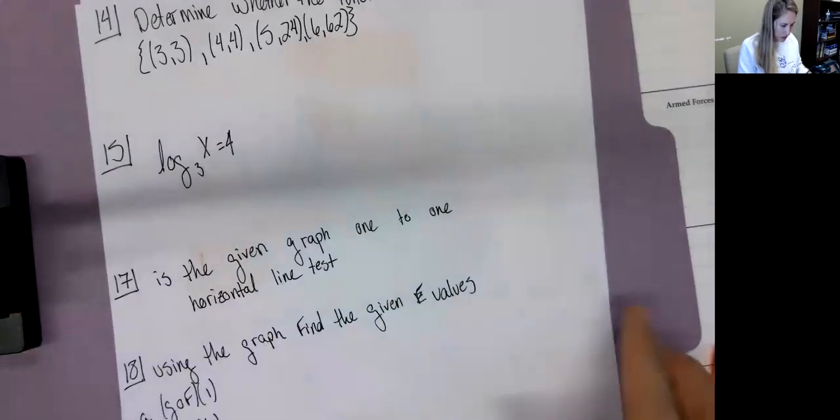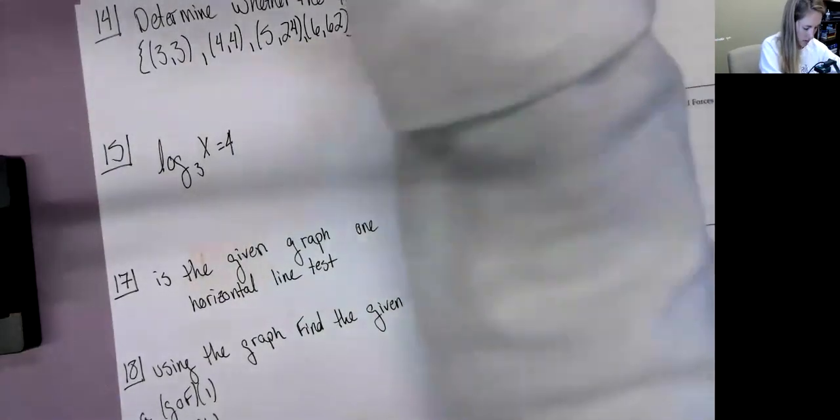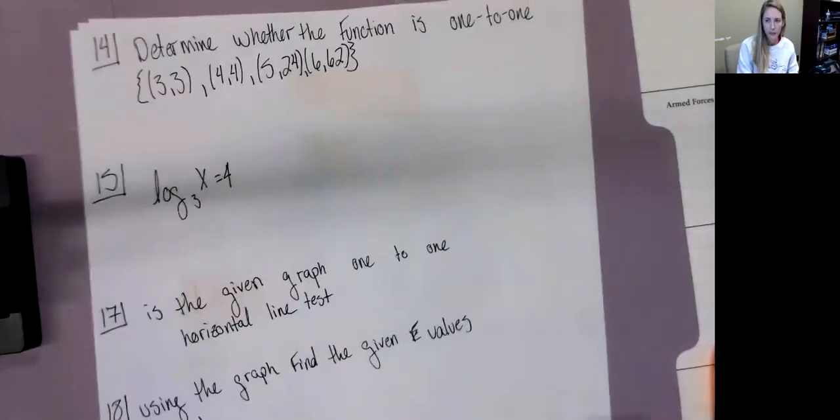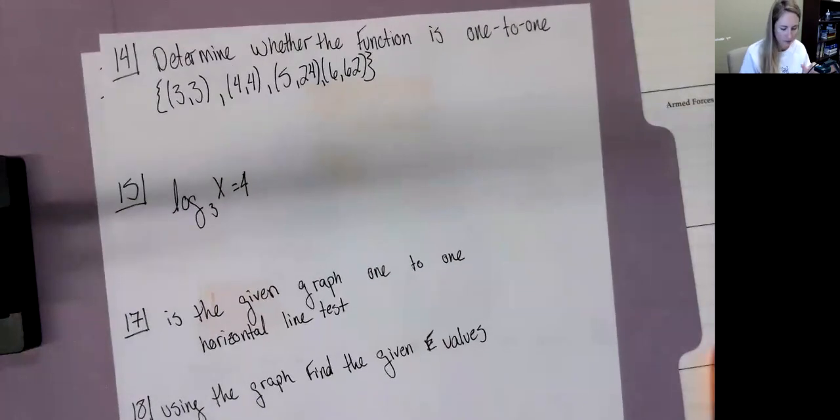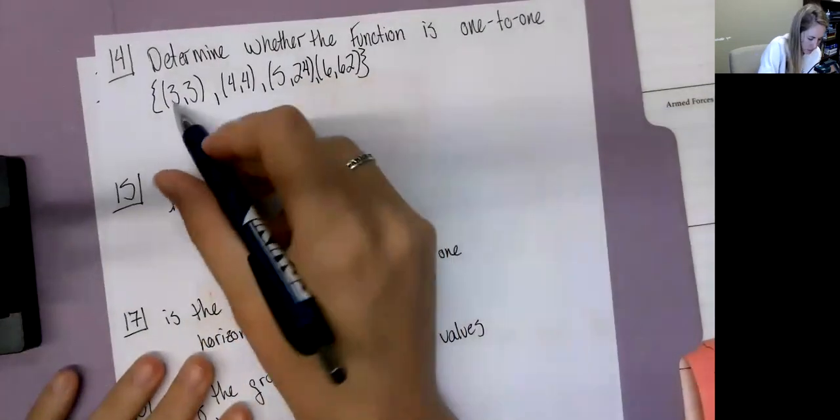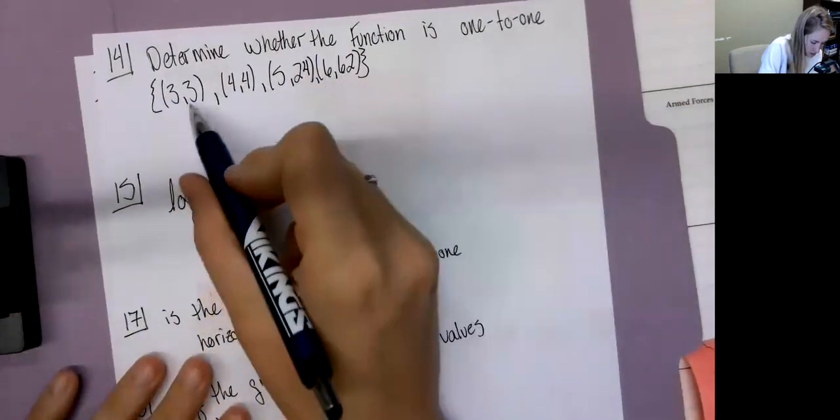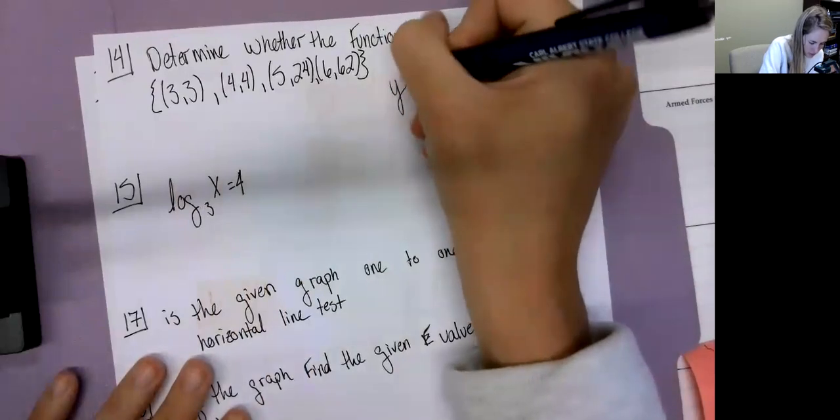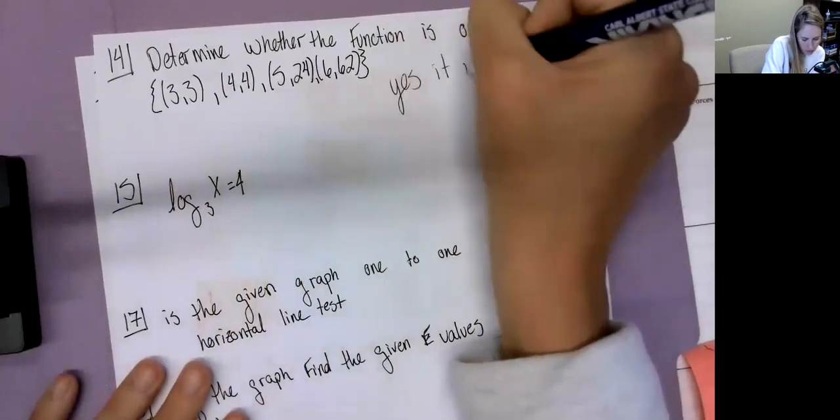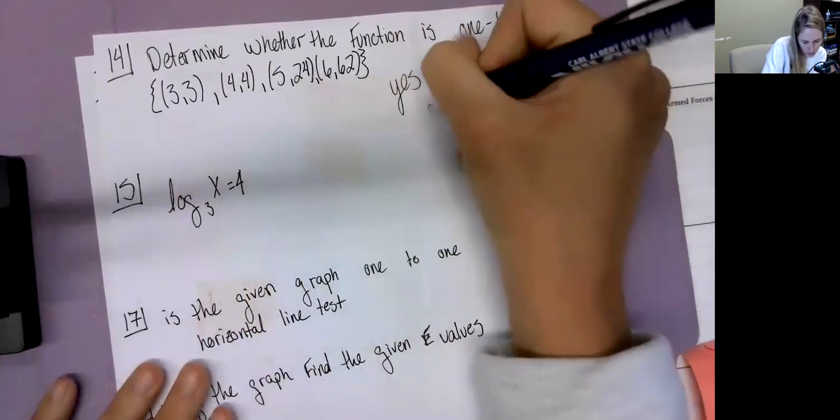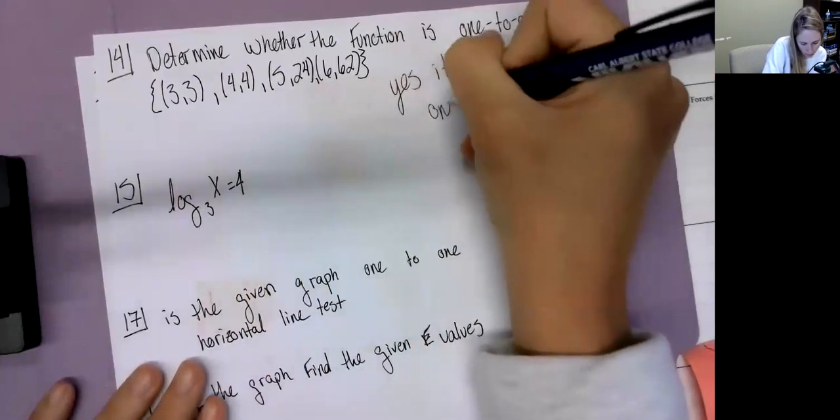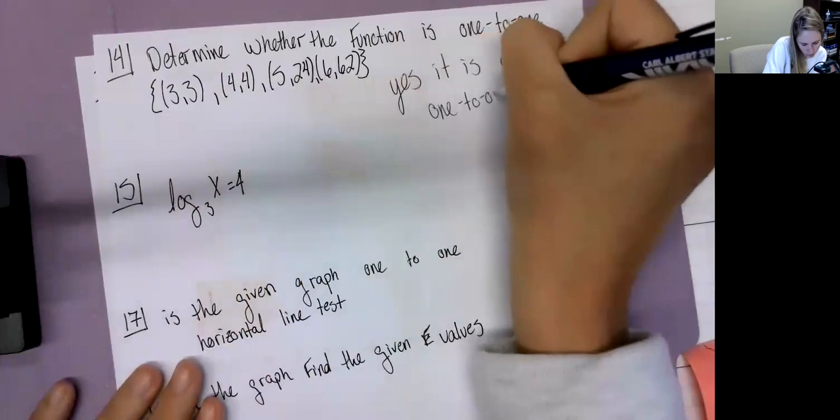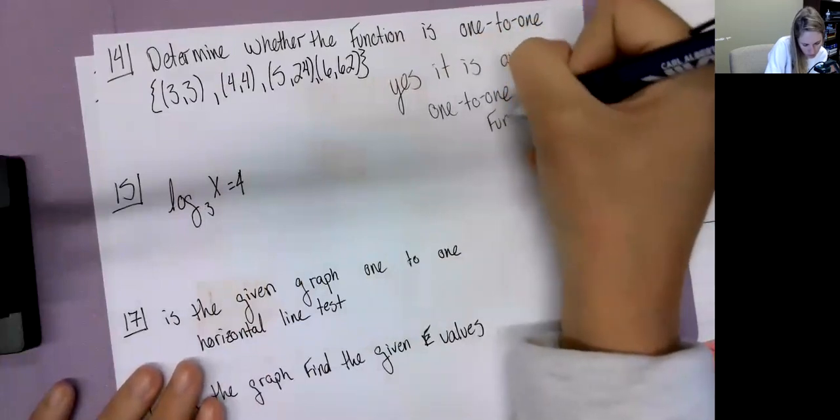Determine whether the function is one-to-one. So that's where no repeating range or domain. So you can't have a repeating x value or repeating y's. So 3, 4, 5, 6, good. 3, 4, 24, 62. Determine whether it is one-to-one. Yes. It is a one-to-one function.